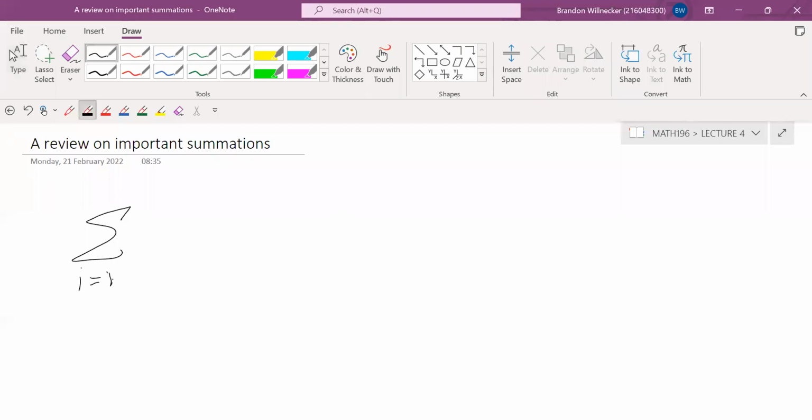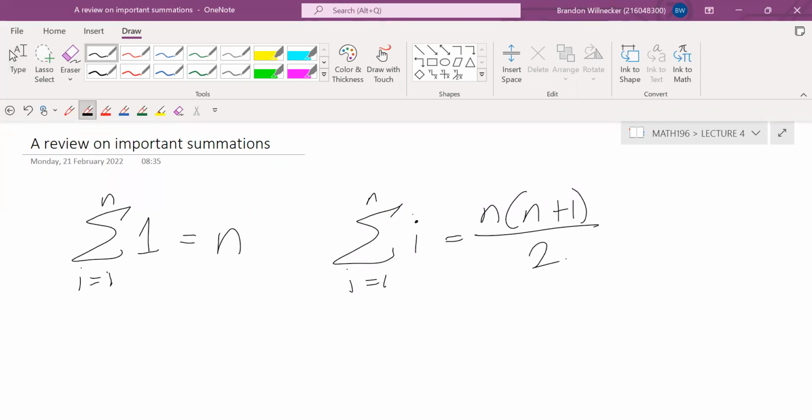So the sum from i equals 1 to n of 1 is just going to be 1 plus 1 plus 1 plus 1, n times. So the result is just going to be n. The next summation that we need to know is the sum from i equals 1 to n of i. That's going to be 1 plus 2 plus 3 plus 4 all the way up to n. And then we can write this as n times (n plus 1) over 2. Okay, so that's a closed form expression for that sum.